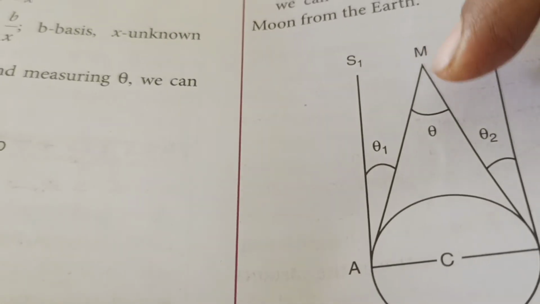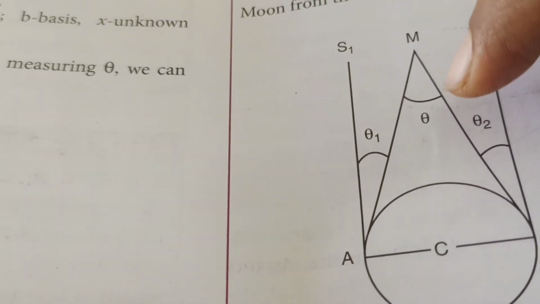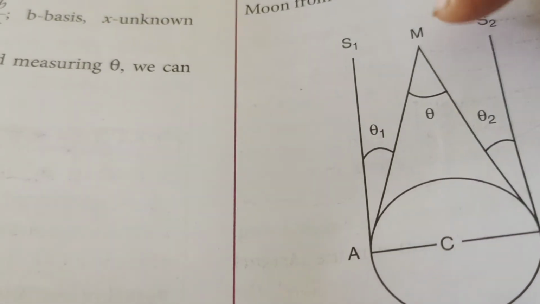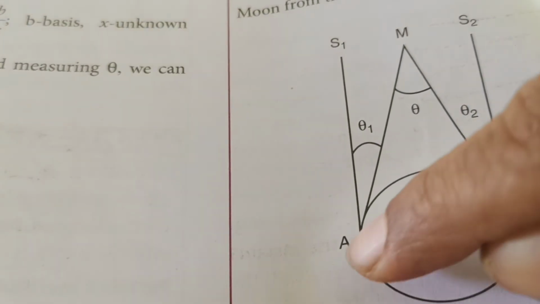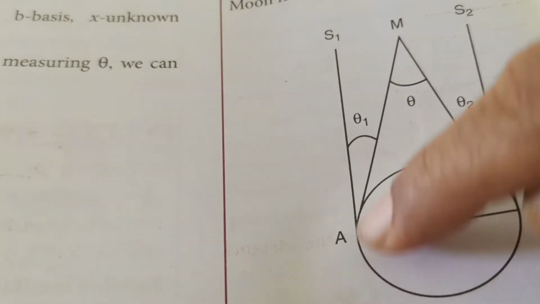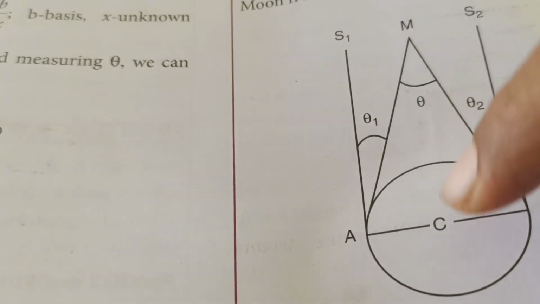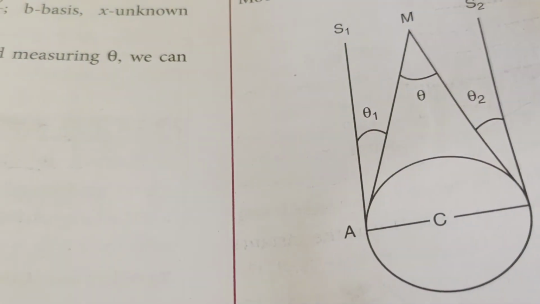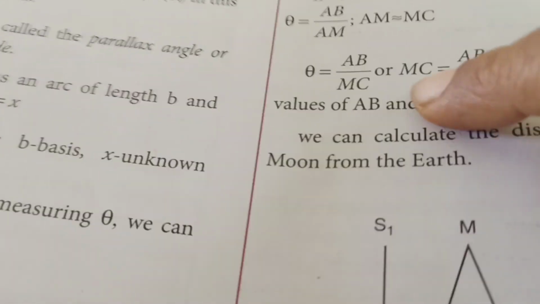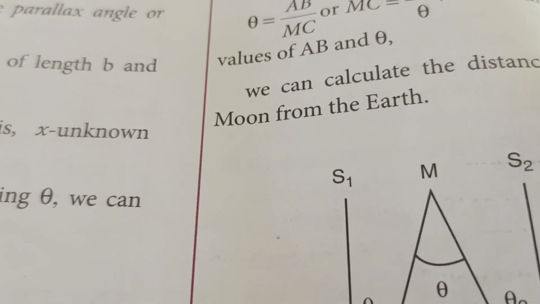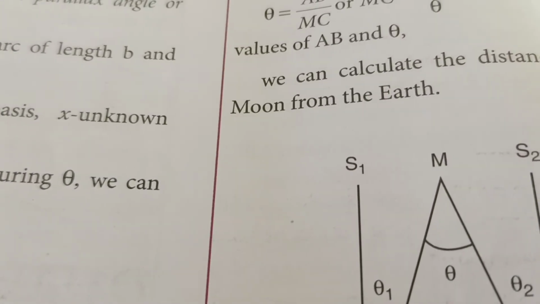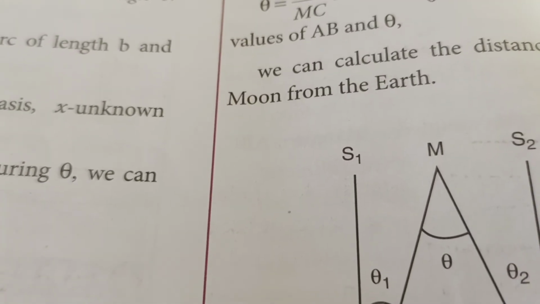So, theta is measured in radians. Then theta equals AB divided by AM. This AM is nearly equal to MC. So, theta equals AM divided by MC, or MC equals AB by theta. So, knowing the value of AB and theta, we calculate the distance of the moon from the Earth.